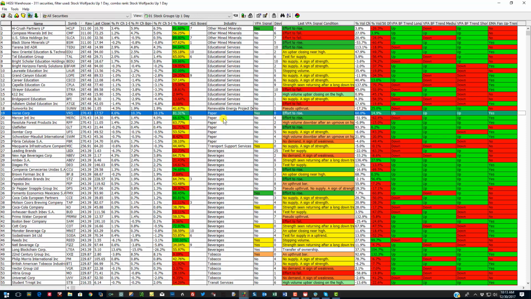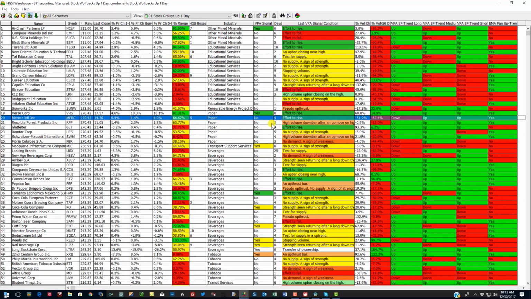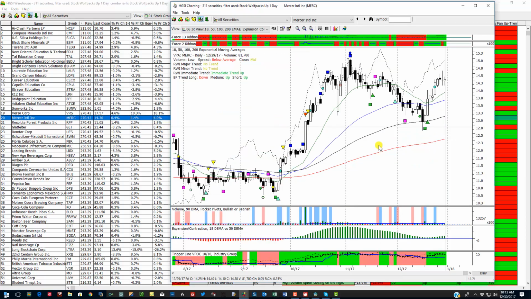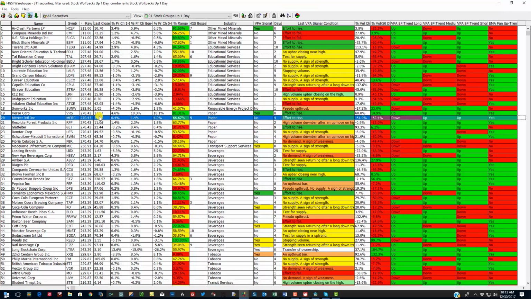Now look at all these other paper stocks that were up for the day. Now here's Mercer. 5 days ago it had an effort to rise. Let's take a look at it. And that was back here, but before that, you can see that there were several VPA flags. There's strength seen returning after a downtrend, and this is a bar closing near the high, which confirmed the prior day's signal, and it moved up.